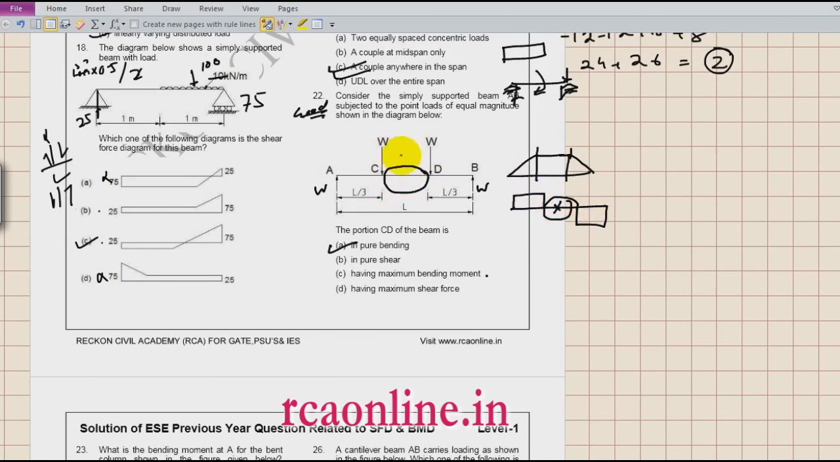Whatever I have to check, my equation M over I is equal to F over Y equal to E over R will be most applicable in this portion. Because the beam CD is in pure bending and there will be no shear force, no axial force, anything like that. So what will be the answer? The portion CD of the beam is in pure bending. So this is a good question. It can be asked in an interview also.